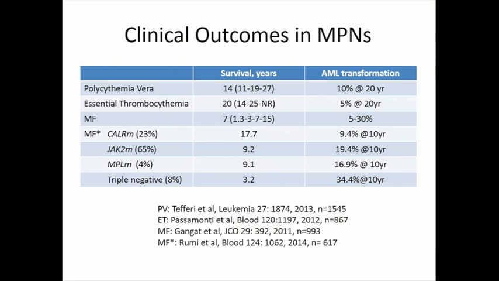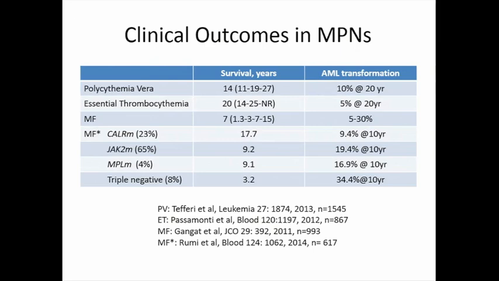And there's about a 10% potential for evolution to acute leukemia within 20 years. So it's generally indolent. ET, pretty much the same thing, although there's a lesser incidence of evolution, maybe 5% over a 20-year period. On the other hand, MF is quite different, and Jessica will talk about this in more detail, but you can see survival from anywhere from a little over a year to 15 years, with a variability of 5 to 30% of patients developing acute leukemia.